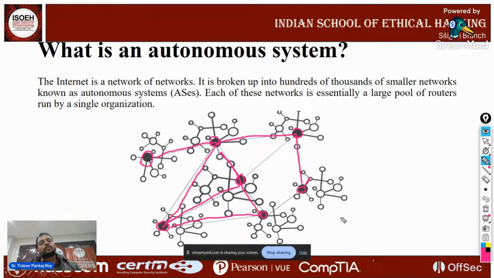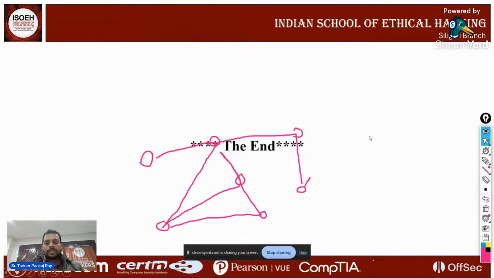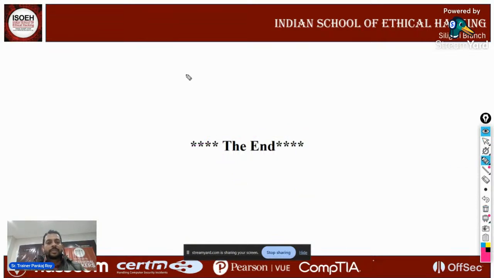Understood? That is the autonomous system. So we'll do the practical session. In the practical, I'll cover EBGP, exterior border gateway protocol. Today we'll discuss EBGP, exterior border gateway protocol.